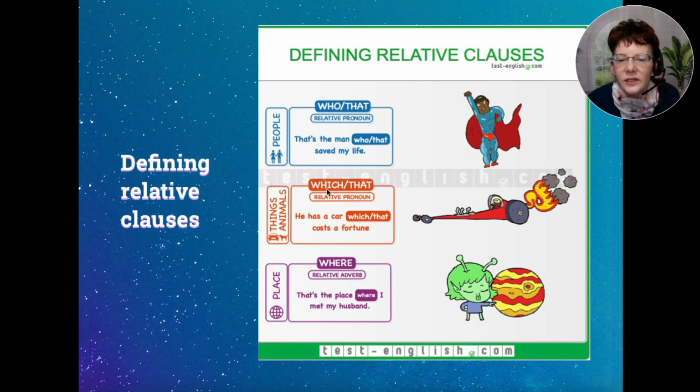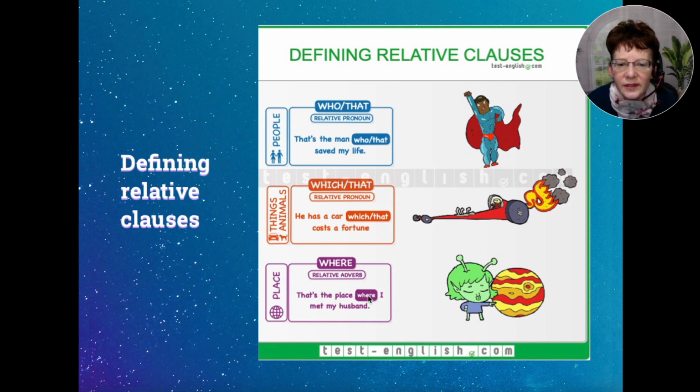Okay, and next one we have which or that. This can be used for things or animals, a relative pronoun. For example, he has a car which or that costs a fortune. Then the next one is where. This is about place. So this is actually a relative adverb. An example is that's the place where I met my husband.